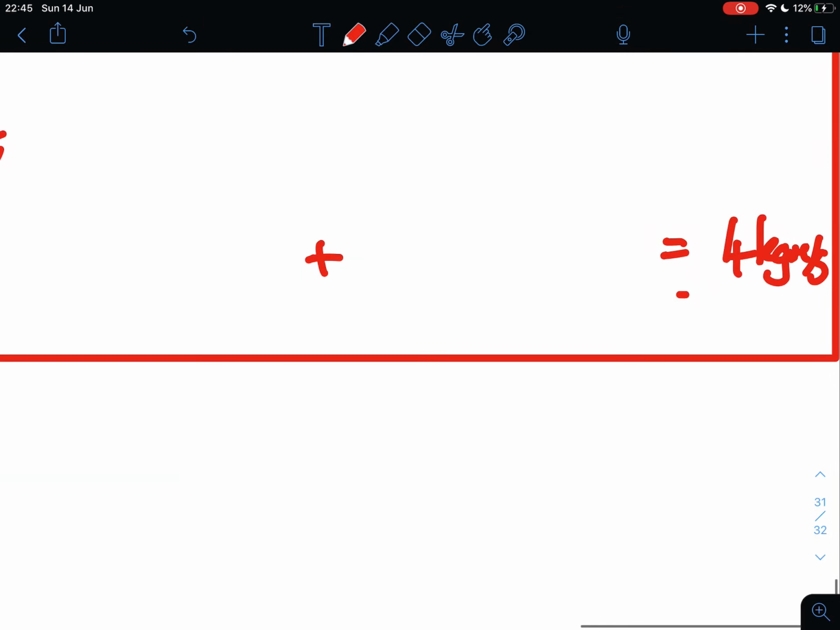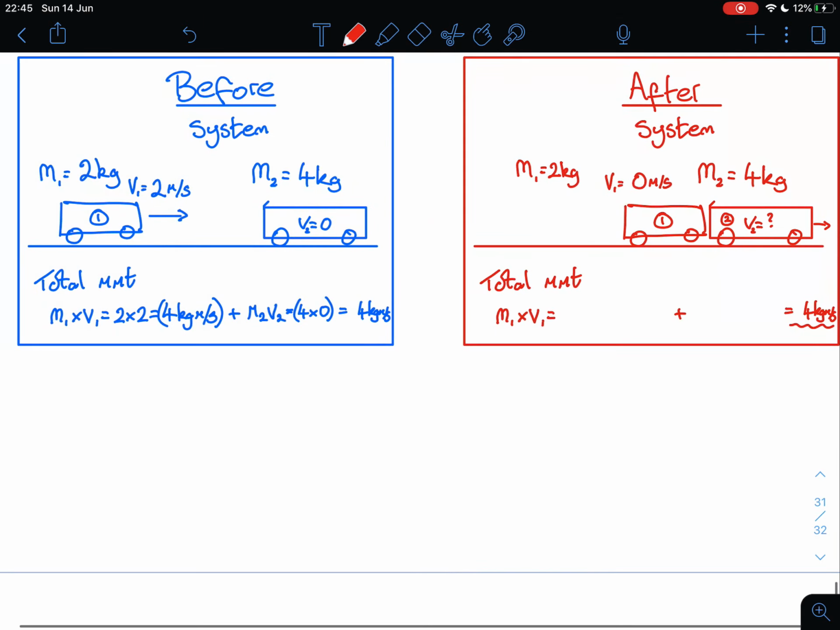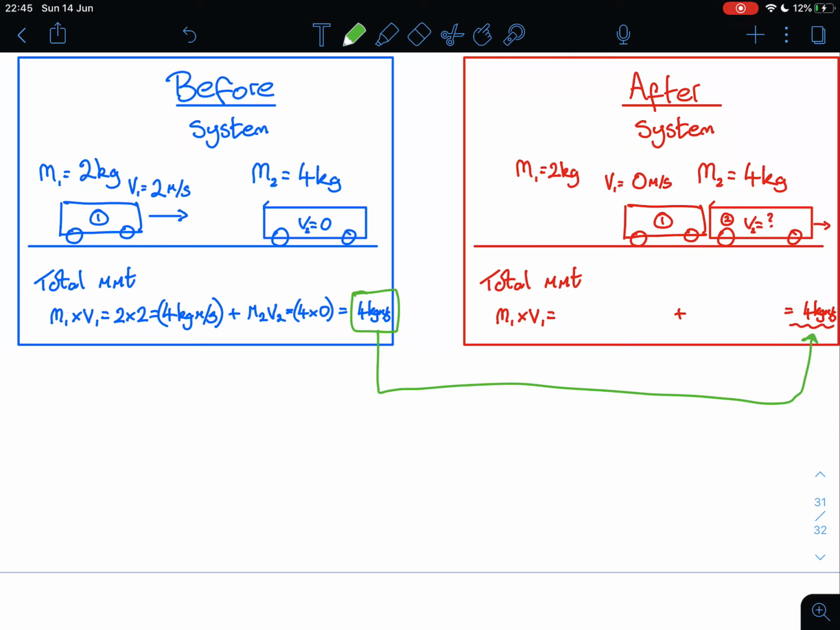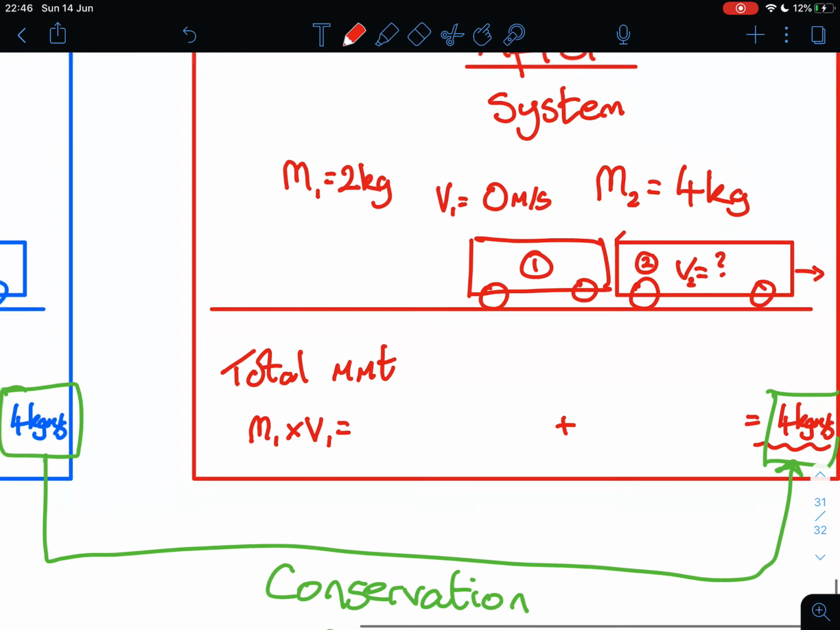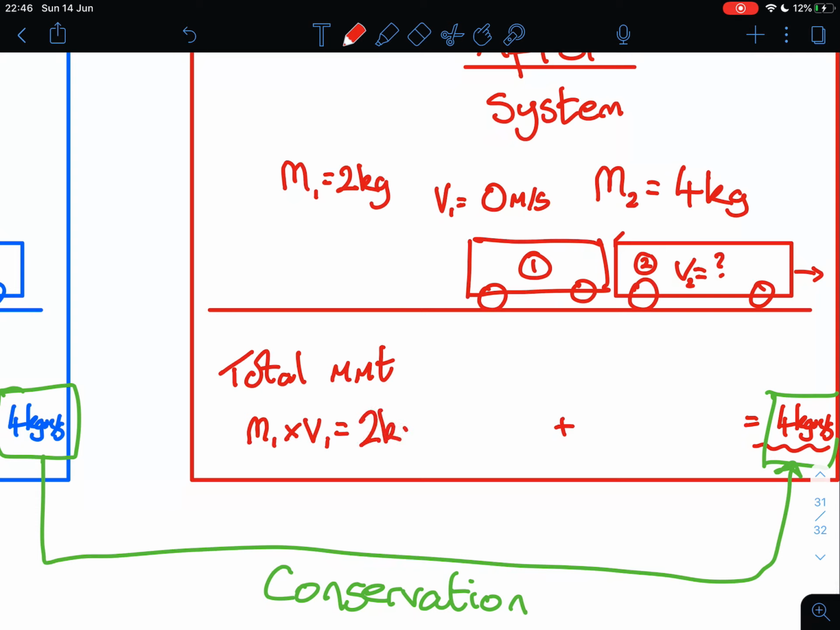Because conservation of momentum means that, and I'm going to put this in green, this number here has to be the same as that number there. The conservation of momentum. Okay, 3 M's. I got a bit carried away. So let's have a look. How does this shake out? M1V1, that's easy. 2 kilograms times 0 meters per second. It's not moving, so that's 0.